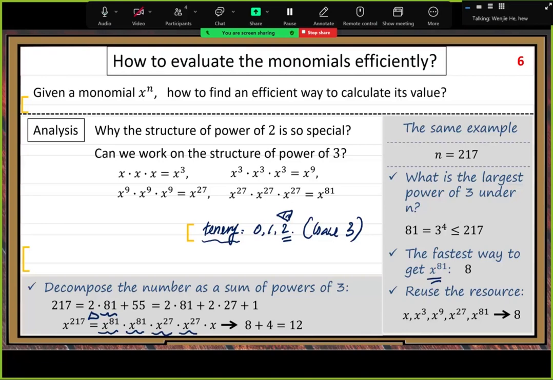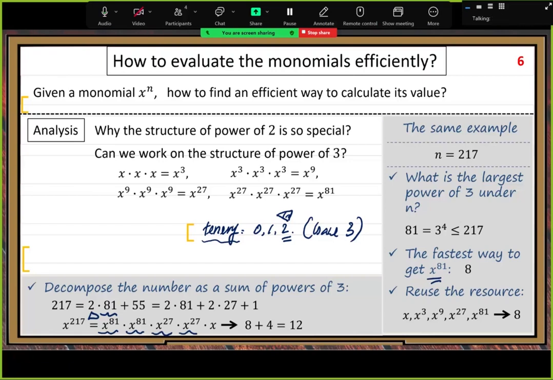One more than our previous method, right? Previously 11, this one 12. So that means for this question, repeated squaring does better than repeated cubing. But just for this example. For other examples, it's possible repeated cubing does better than repeated squaring.